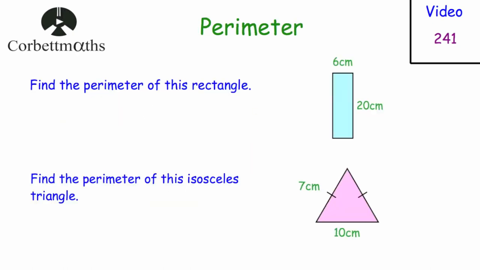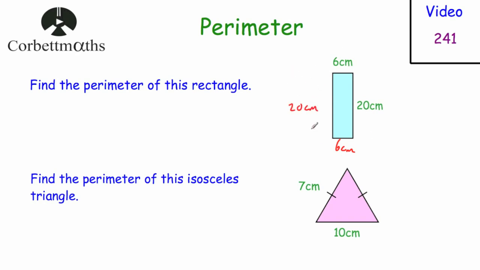Okay, our next topic is perimeter. So here we've got our rectangle, and we've been asked to find the perimeter of this rectangle. Now, as we've seen earlier, with a rectangle, the opposite sides are the same length. So if the top's equal to 6 centimetres, the bottom would be equal to 6 centimetres. And if the right-hand side of the rectangle is 20 centimetres, the left-hand side would also be 20 centimetres.